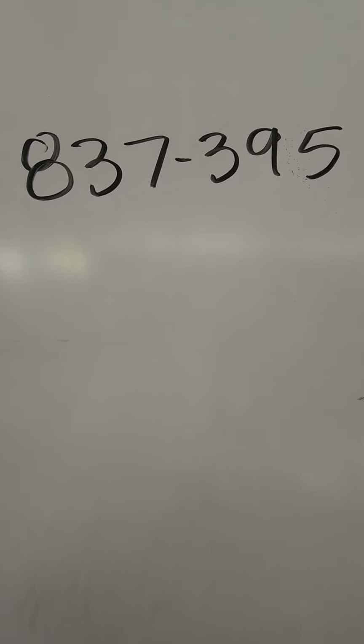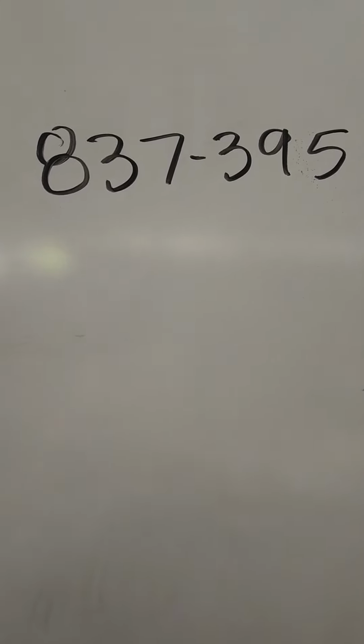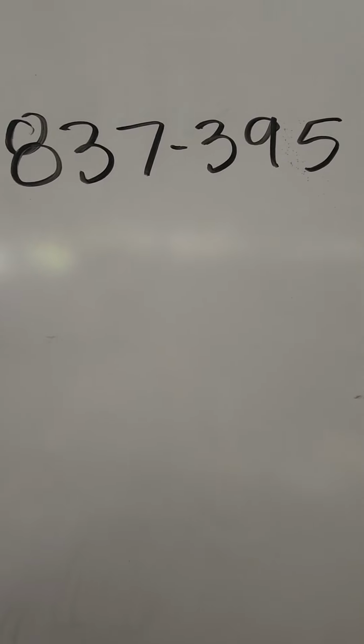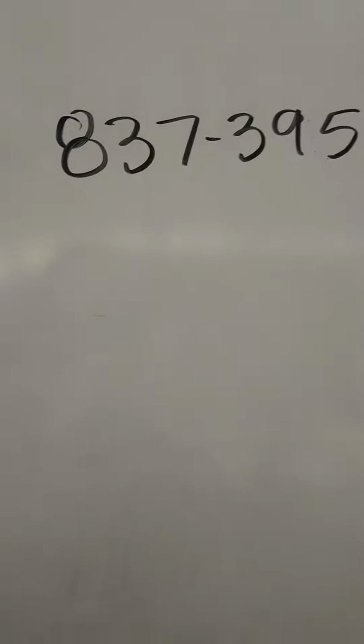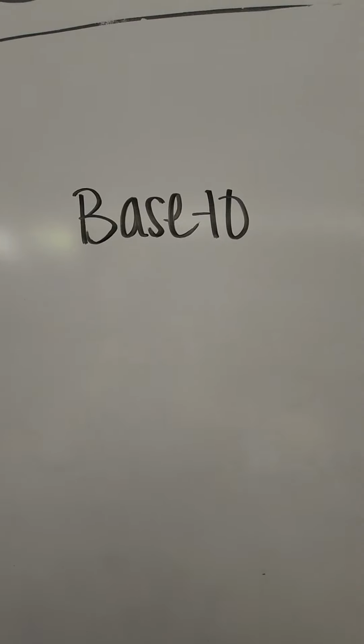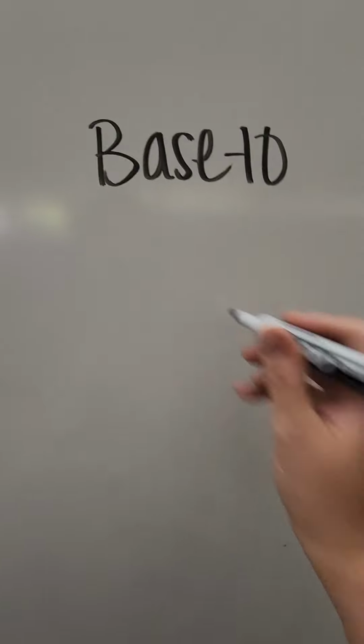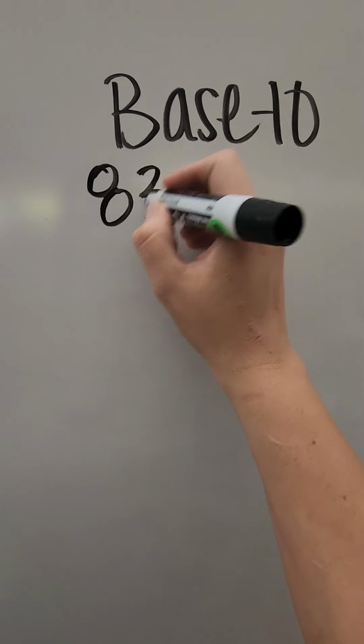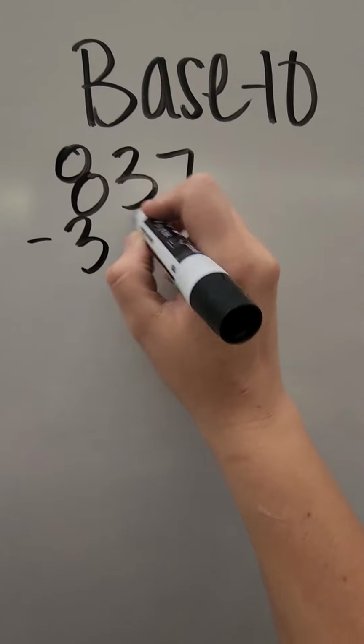Hello, today we just started doing subtraction with regrouping, so we're going to go over 4 strategies, so that way you know what they are. Our first strategy is base 10, so it's just like base 10 blocks. So we're going to do, reminder, 837 minus 395.